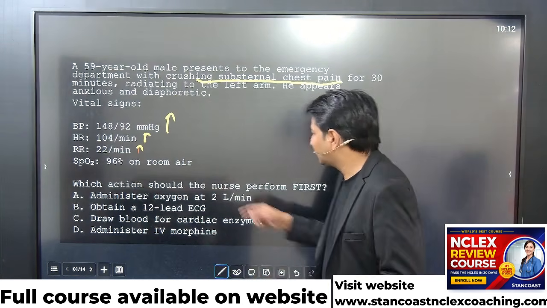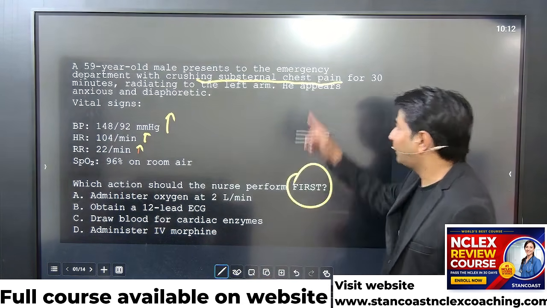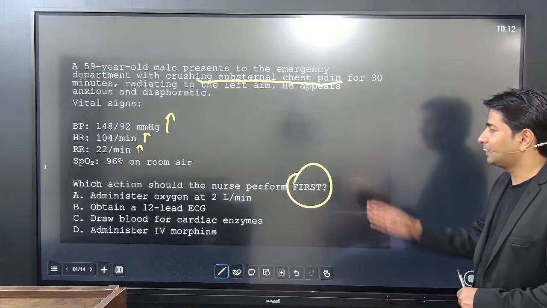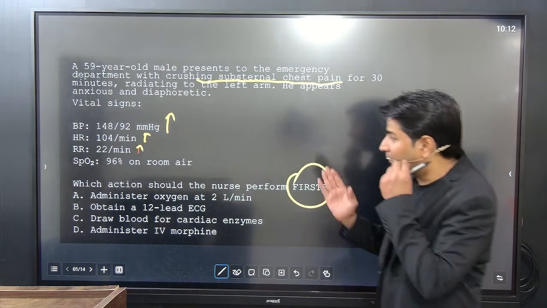Which action should the nurse perform first? This means for an MI patient, what will the nurse do first? It's a priority question. So look here.